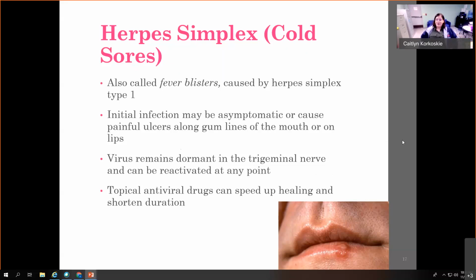Some people may have outbreaks more frequently than others, because it can lie dormant in their body for years and never cause an outbreak, or some people get outbreaks every single year. They already know that it's going to come, so they already have antivirals on hand to be able to take, and topical treatments too.